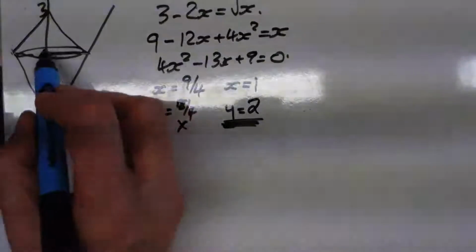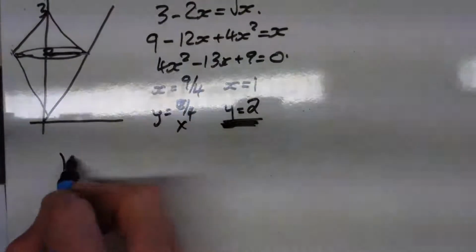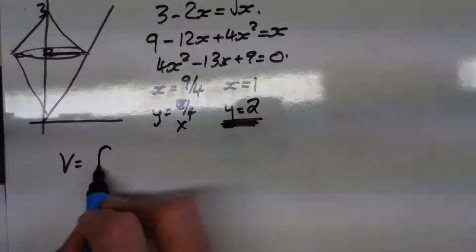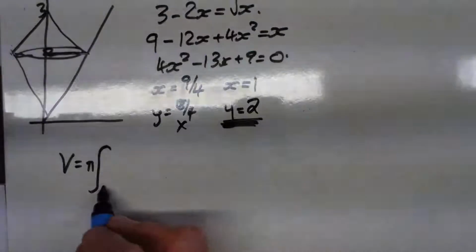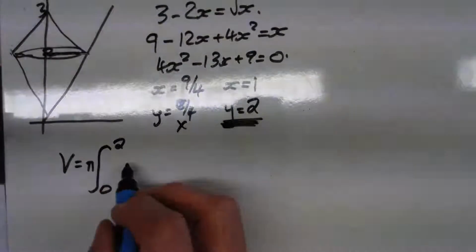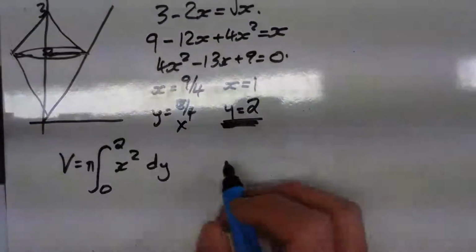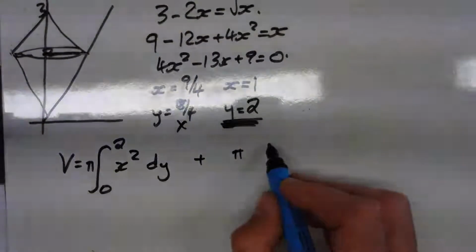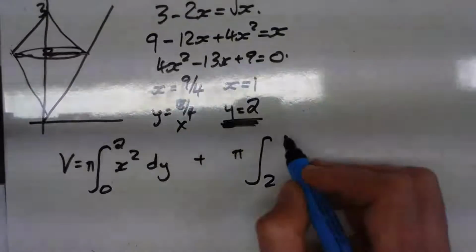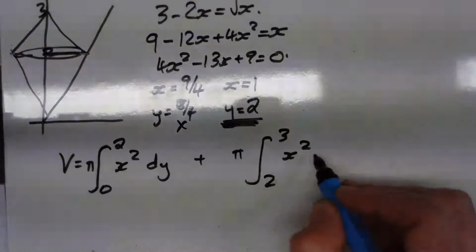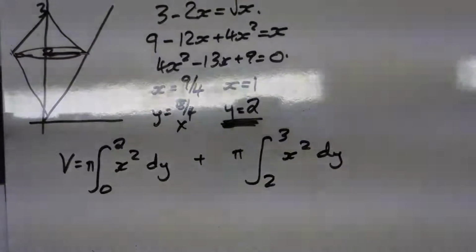We now know that this is meeting at 2, and our integral is going to be pi times the integral from 0 to 2 of, now remember, it's x squared dy for the first bit, plus the integral between 2 and 3 of x squared dy for the second bit.